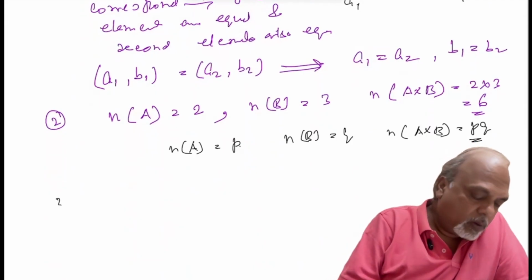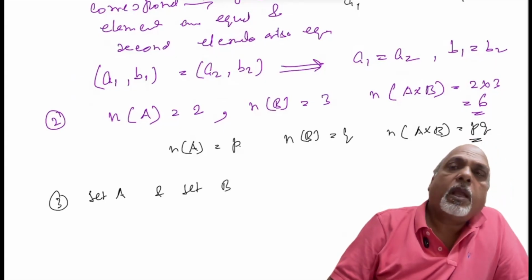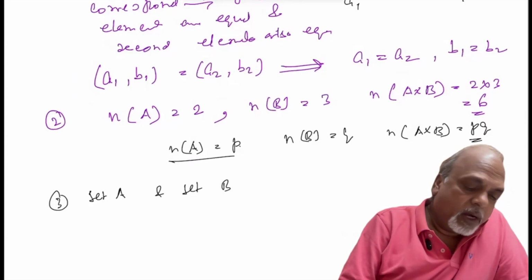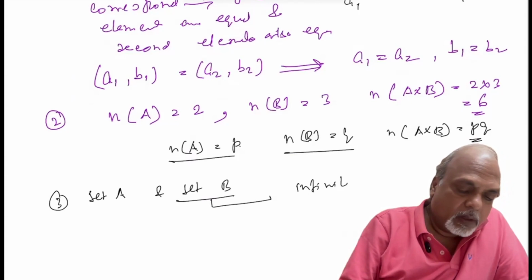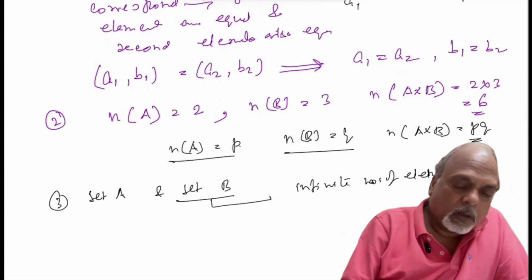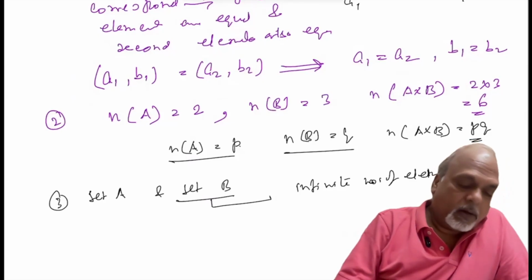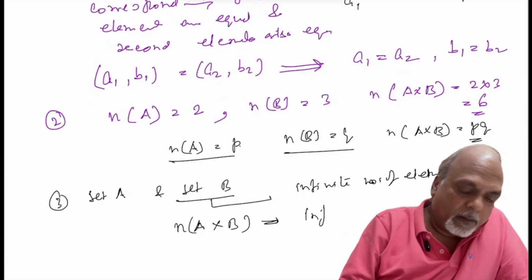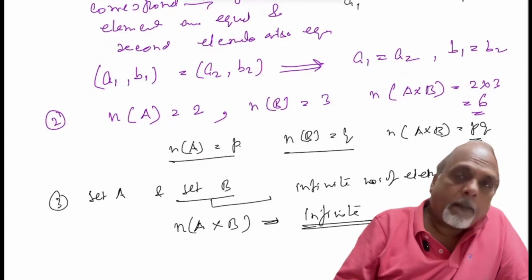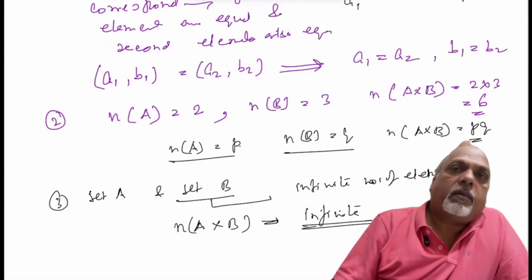If there are two sets, set A and set B, here we are saying finite numbers. Suppose set B is having infinite numbers of elements. Then your A cross B will also be infinite. Correct?